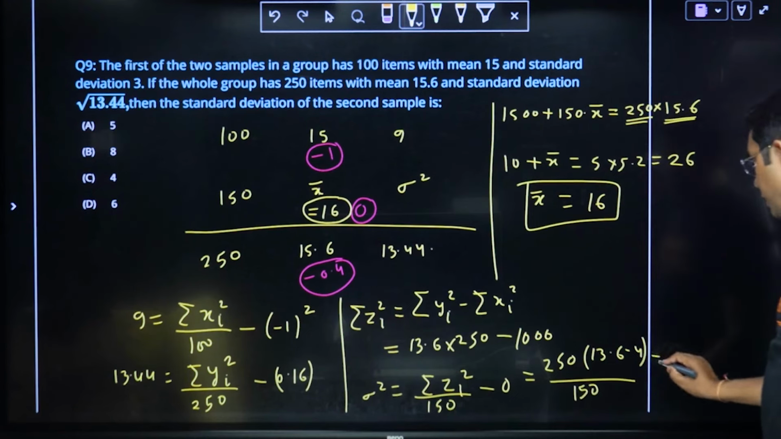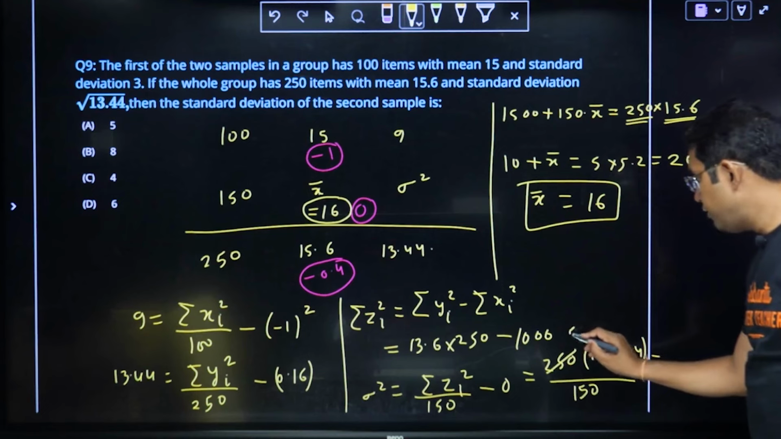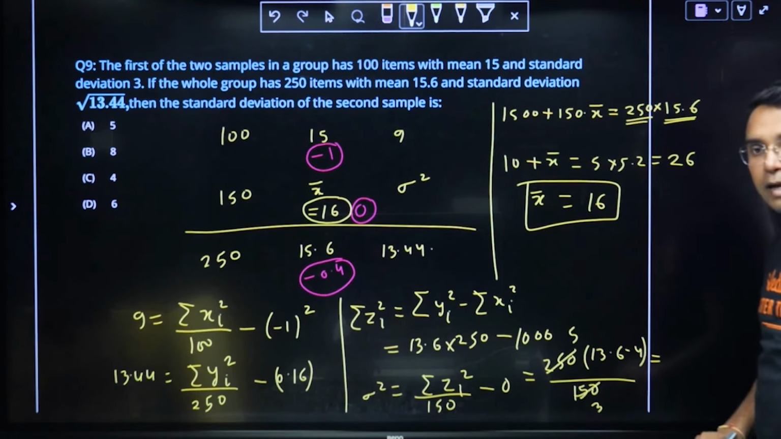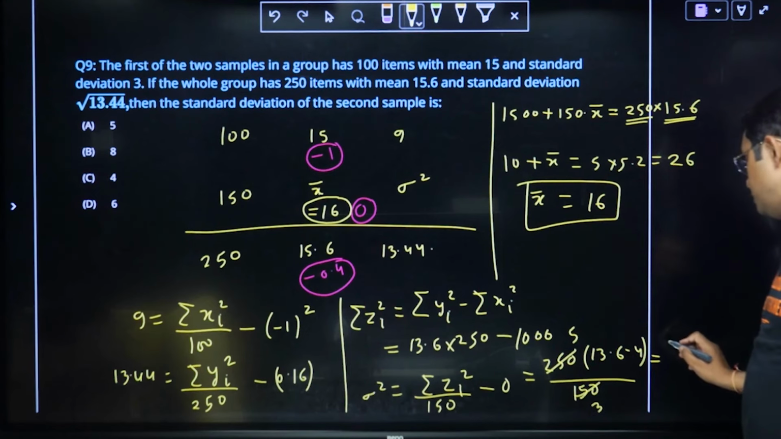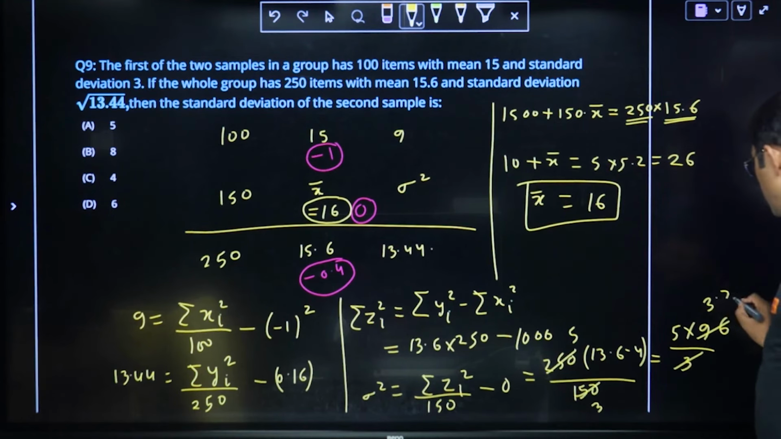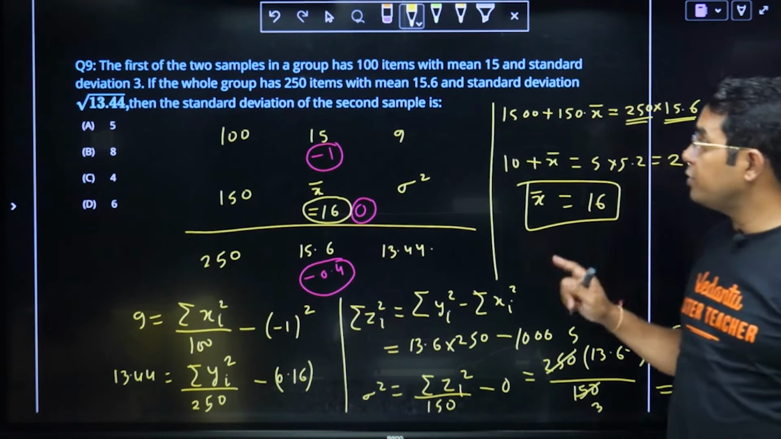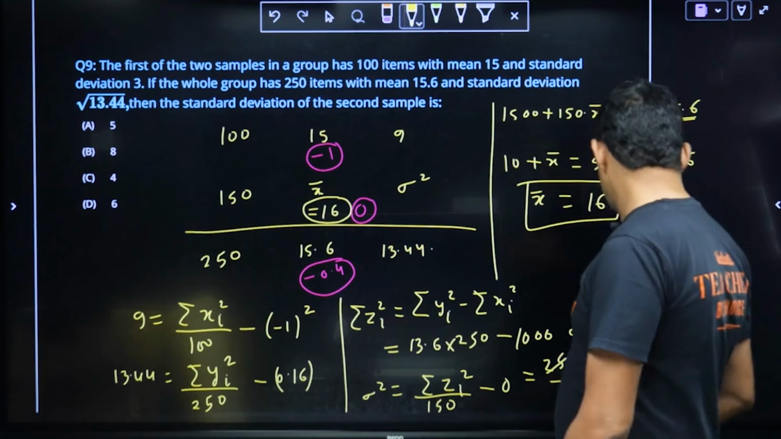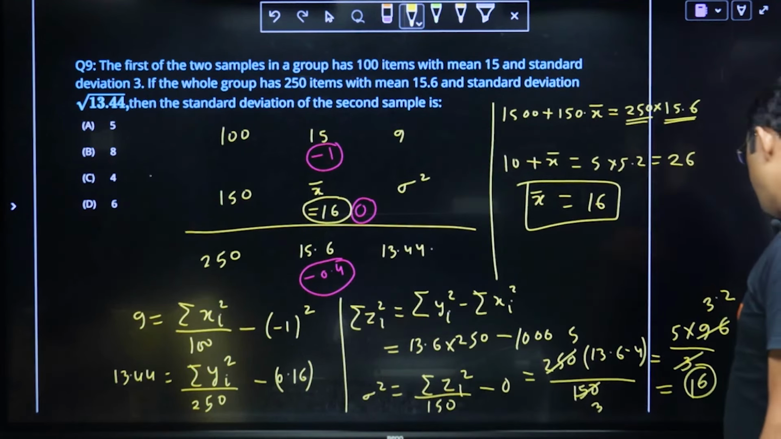So this will be equal to 13.6 minus 4, which is how much? 9.6. So let us divide this by 5 and this by 5 times 3. So 3 will divide 9.6, 3.2 times. This is actually 5 into 9.6 upon 3. 3.2 into 5, that is 16. So variance is also 16, but we are looking for standard deviation, which will be the under root of this. So the answer for this question should be C, that is 4.